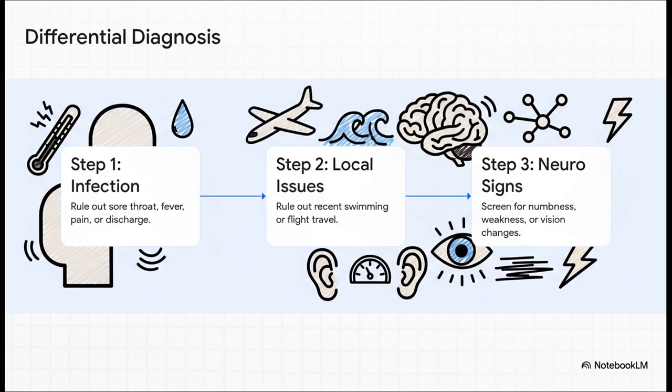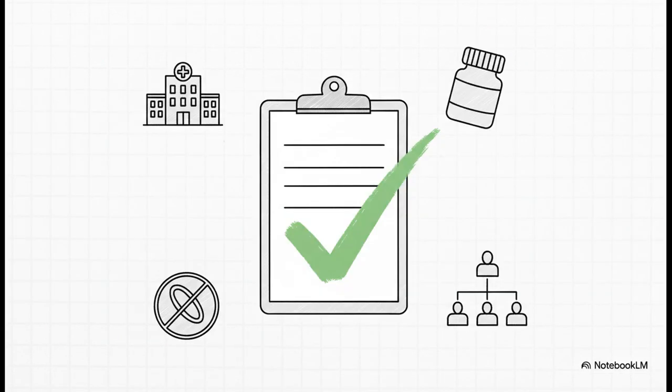Your questioning should follow a logical structure. First, rule out the common things, like an infection, so you'll ask about pain, discharge, or fever. Then think about local issues, like barotrauma from a recent flight. And finally, and this is critical in this case, you screen for other neurological signs to see if this is part of a bigger picture. And of course, you can't forget the basics. You have to complete your history by asking about past medical conditions, any medications they're on, allergies, and relevant family history. In this particular scenario, the patient says there's nothing to report, which helps you narrow your focus even more.